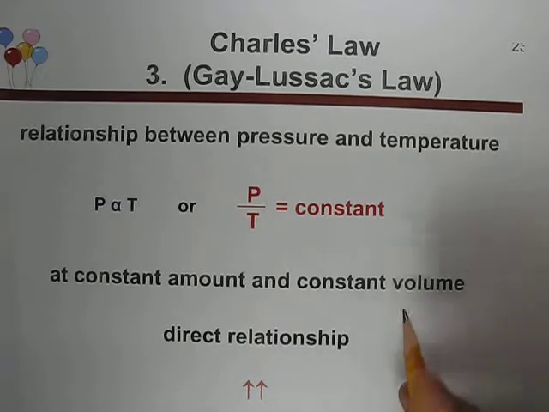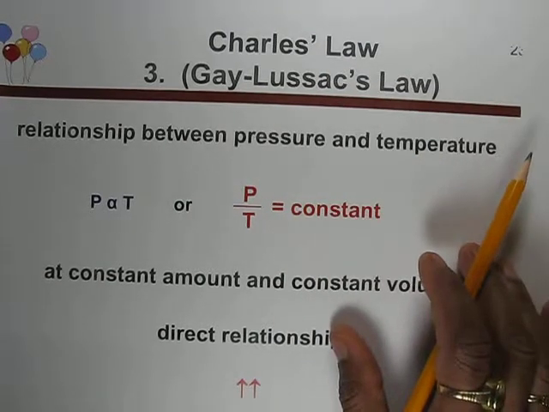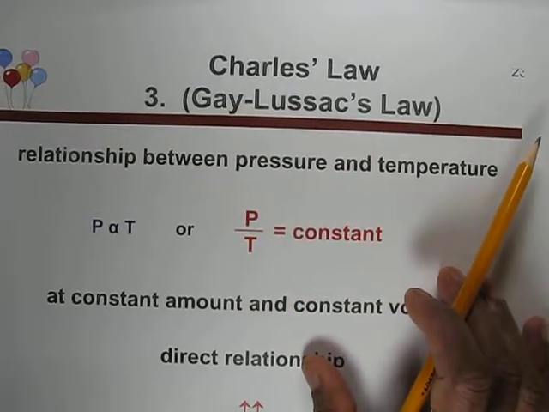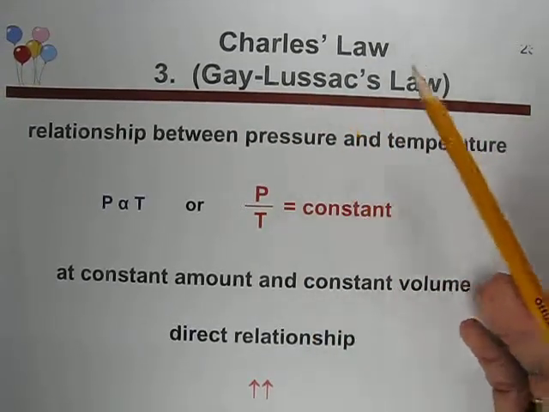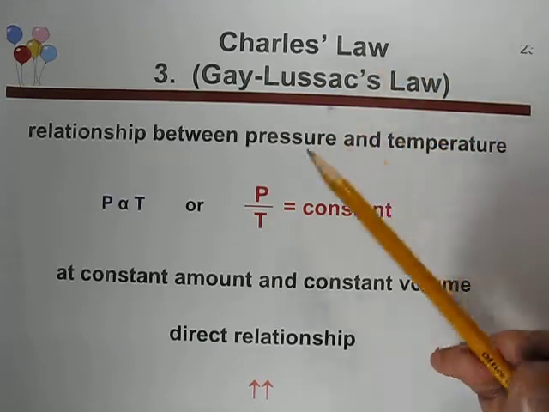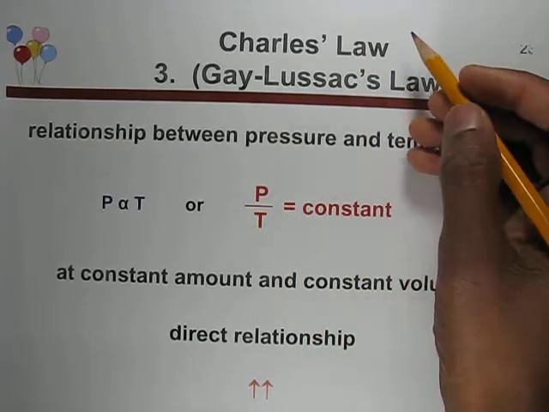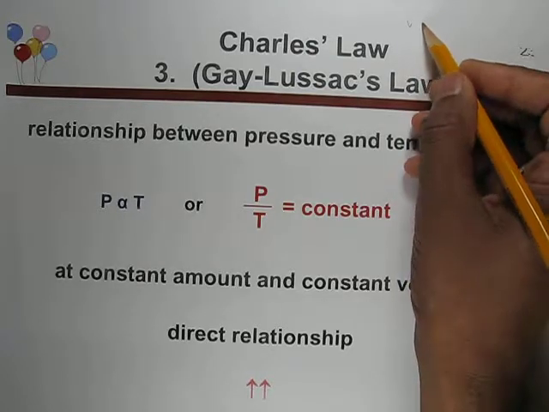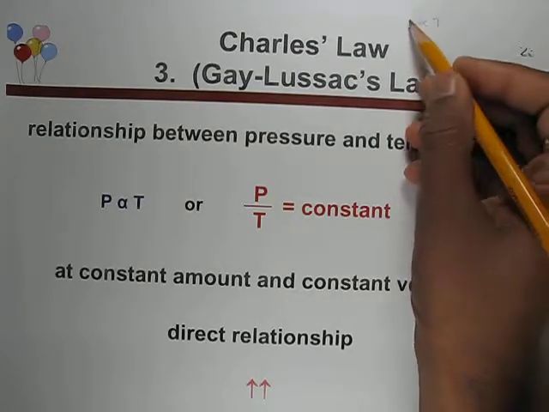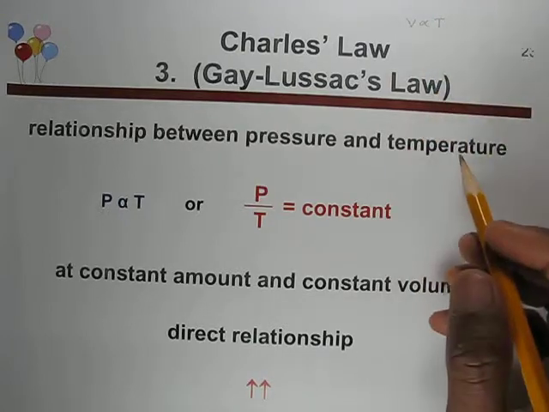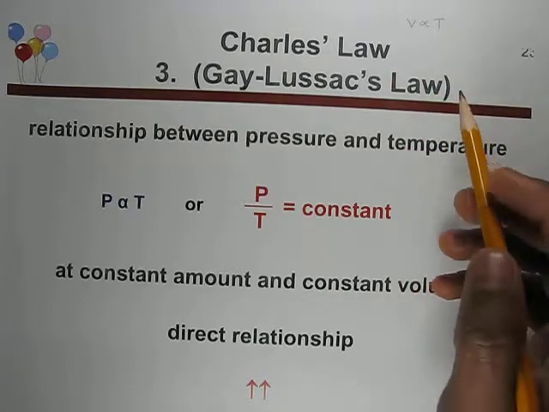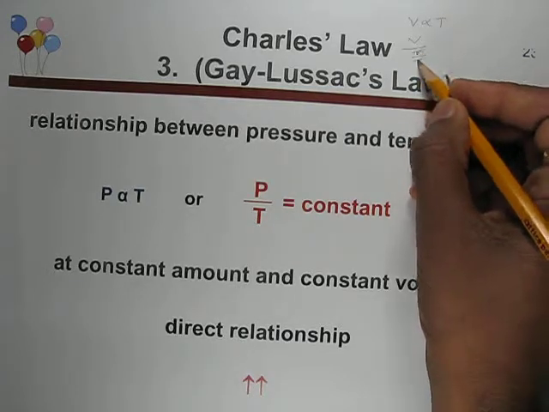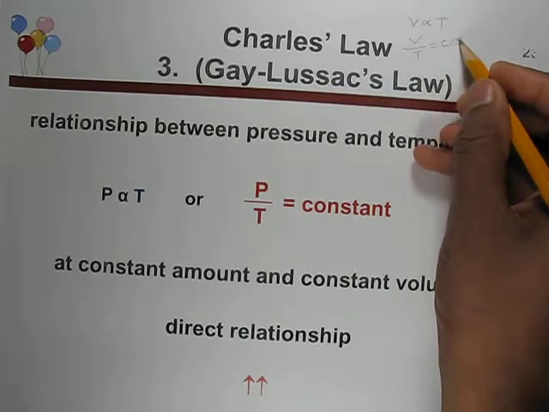So in this video we will study the third law of gases, which is Gay-Lussac's law. This is also a kind of derivative of Charles's law. According to Charles's law, as we have seen in the previous video, volume is directly proportional to temperature of a gas at constant amount and constant pressure, or we can also write V over T is equal to constant.